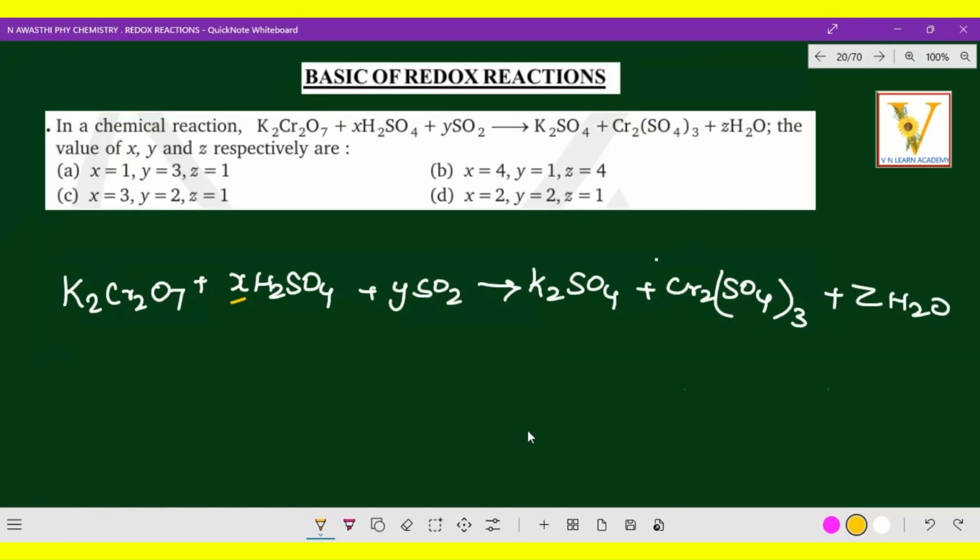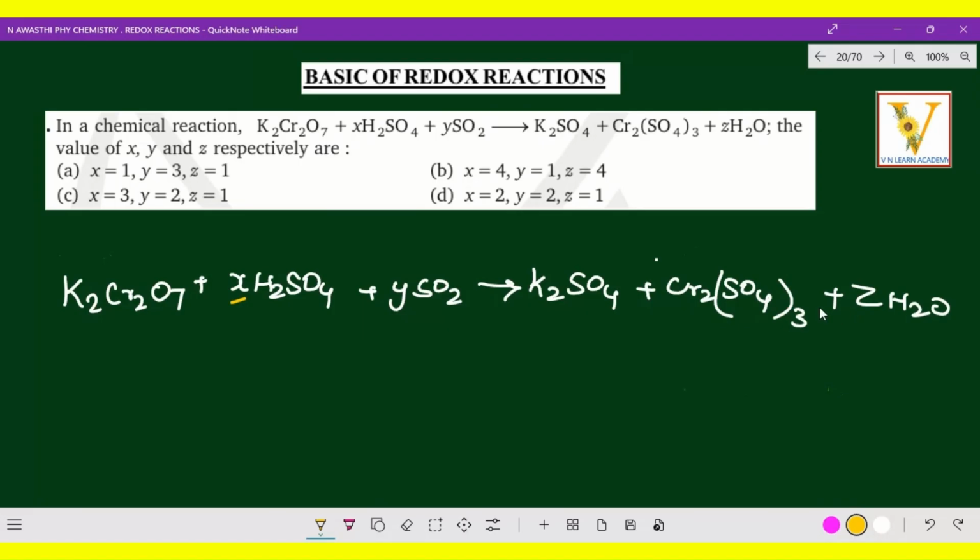Next question. In a chemical reaction, K2Cr2O7 plus XH2SO4 plus YSO2, it gives K2SO4 plus Cr2(SO4)3 plus ZH2O. The values of X, Y, and Z are respectively?